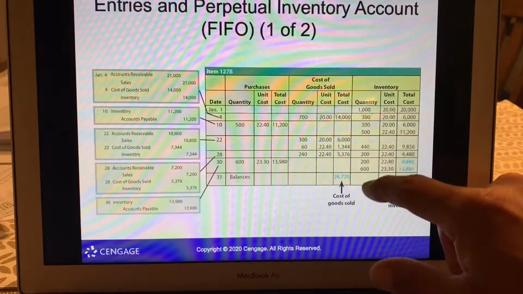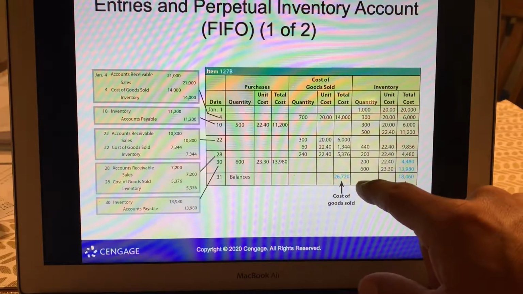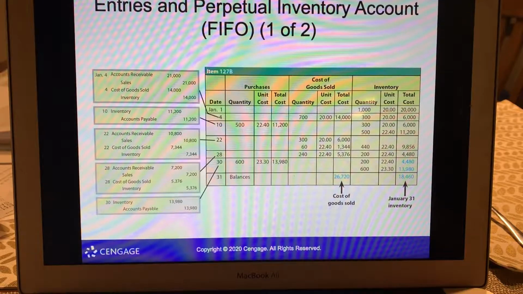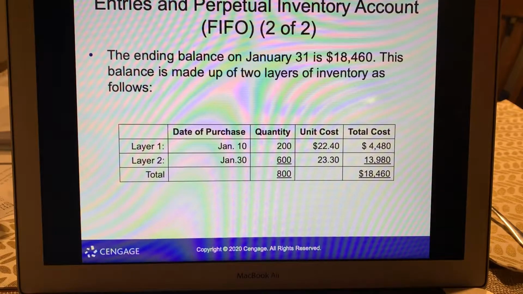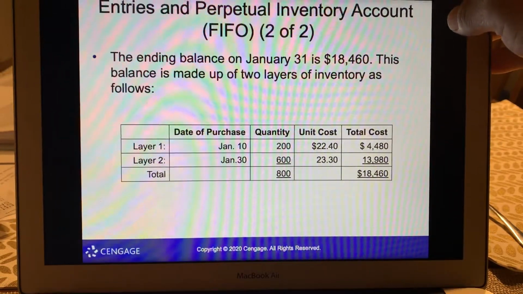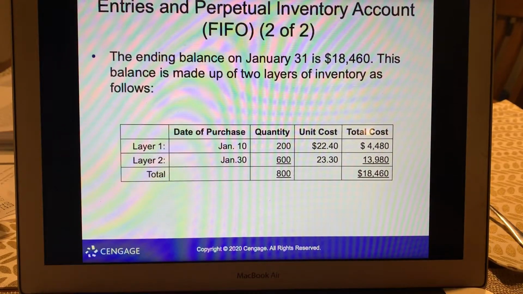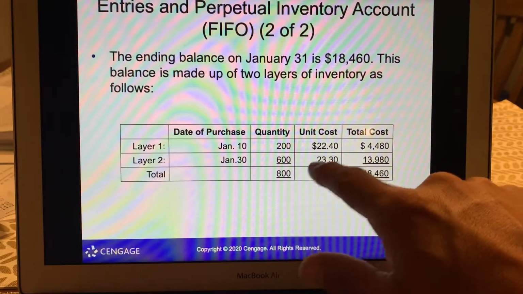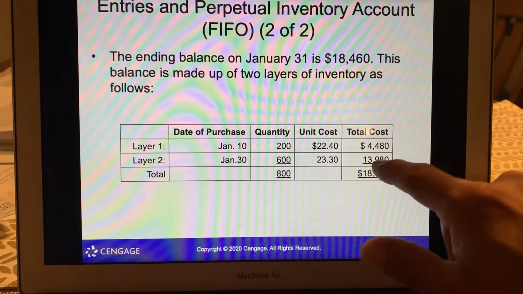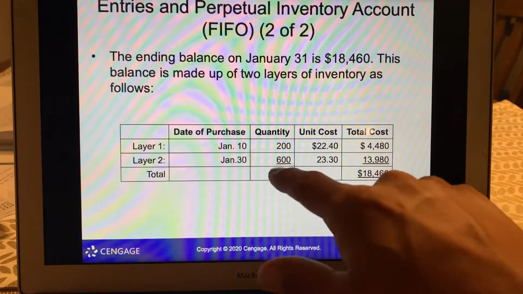Don't forget those are dollars because each of these is priced out. And our quantities are there. Usually this quantity on hand will be right there as well, from the physical count. So the ending balance on January 31st, I just said this, is 18,460. This balance is made up of 2 layers of inventory as follows: 200 at 22.40 and 600 at 23.30. So that's the total right there, and then there's our quantity.